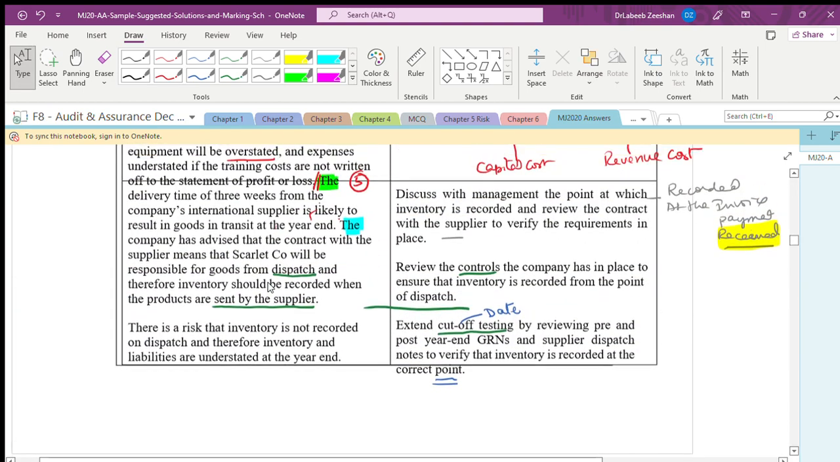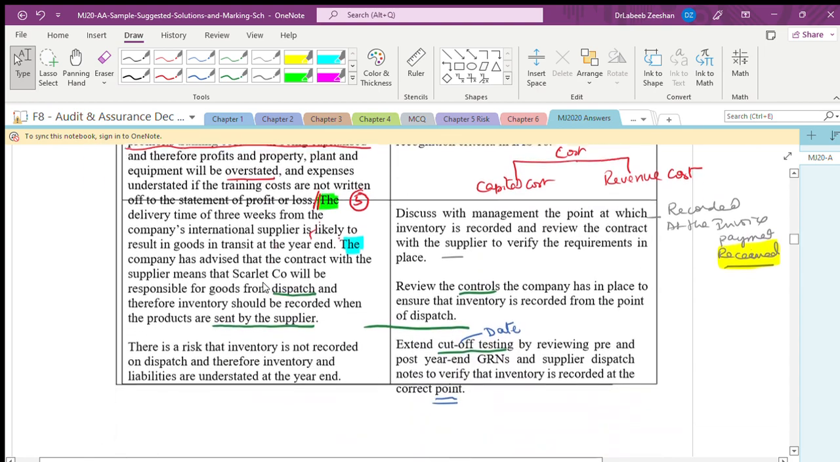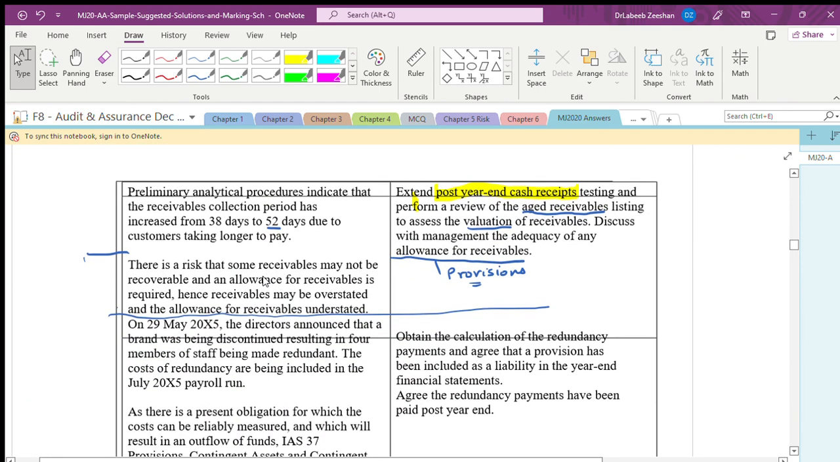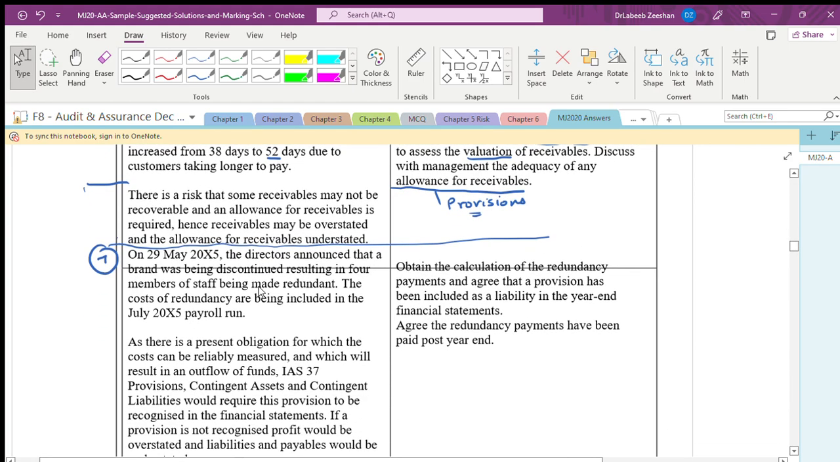What is the next point? Is it 4, 5, 6? This is the seventh one. See now, four staff have been made redundant. Redundant means they are not going to work as such, and they will not be on the payroll. They will be removed from the payroll sooner or later. But what happens?